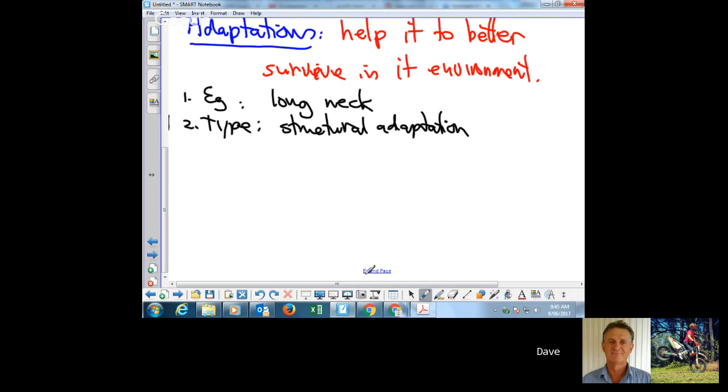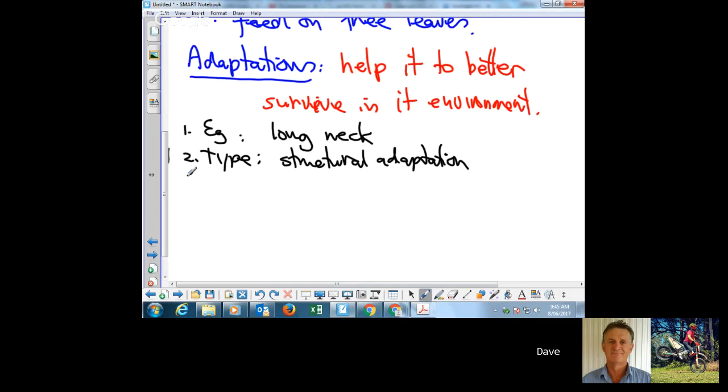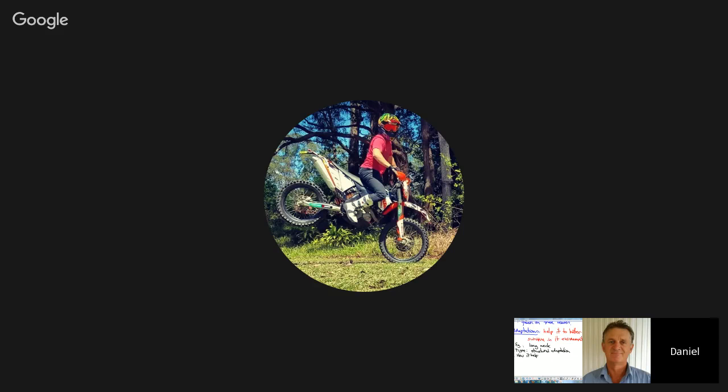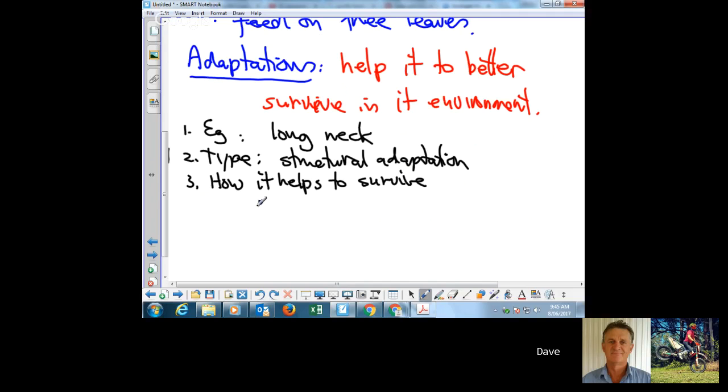All right, and the next question is, how does it help it survive? It can graze off trees and hard to reach plants. Okay, and yep, graze on leaves of taller trees.